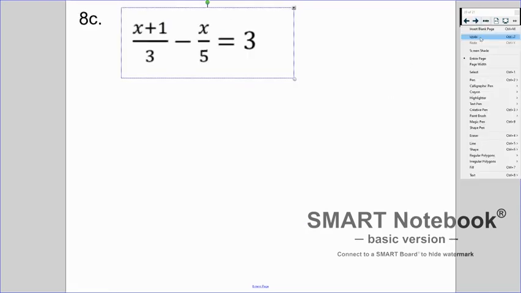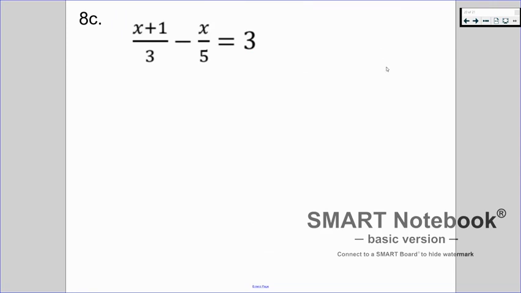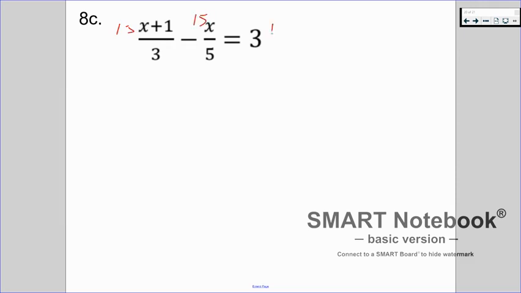All right, 8C. This one, again, I've got numbers on the bottom, so I should be able to do this one pretty efficiently. I've got a 3 and a 5. They don't have any common factors between the two of them, so I'm going to have to multiply by 15. So I'm going to multiply by 15 here, 15 here, and 15 here. So I'm going to do some simplifying. 3 goes into 15 5 times. 5 goes into 15 3 times. That's a group. So we're going to distribute.